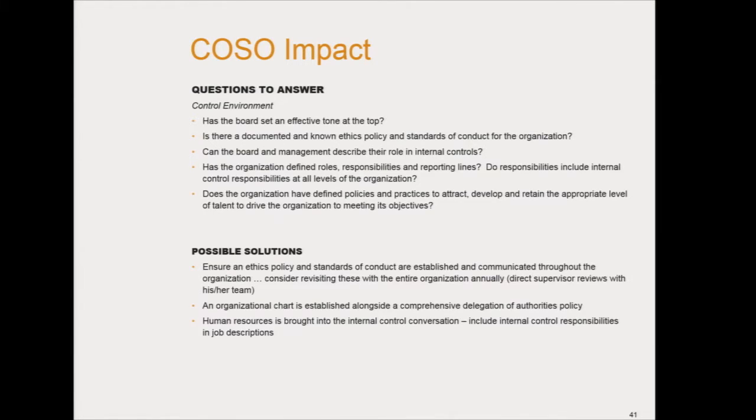So possible solutions to consider. Again, ensuring that there's an ethics policy and standards of conduct, that you have an organizational chart that shows the TRIO activity and the appropriate level of delegation related to those responsibilities, and whether or not human resources is brought into the internal control conversation. So including internal control responsibilities in the job descriptions.